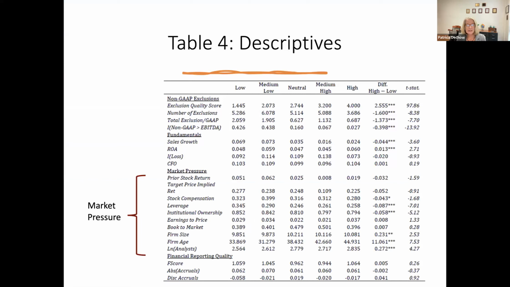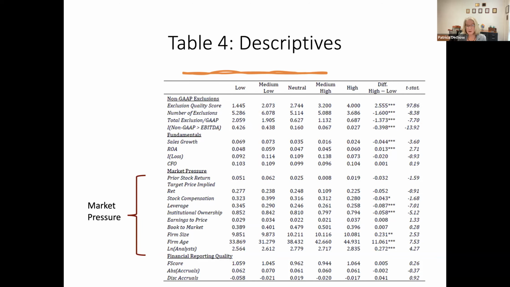And so we look at some descriptive statistics on market pressure, such as prior stock returns. So if you've had a big run up in your stock, are you more likely to want to meet expectations to keep your stock price high? Are you doing it for stock compensation reasons, as another kind of incentive? We thought it would vary by firm size and firm age, just like younger firms would have lower quality just because they're more concerned with the market. We didn't find any relationship with financial reporting quality, which was kind of good for us, I guess.